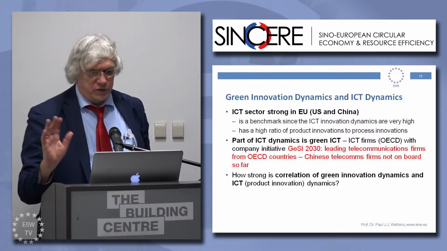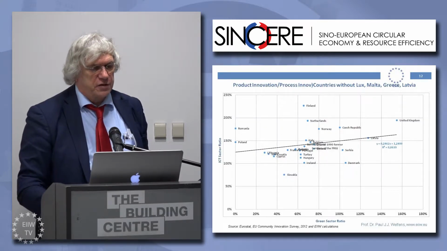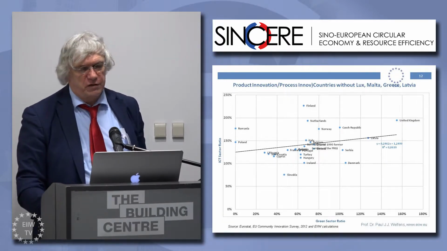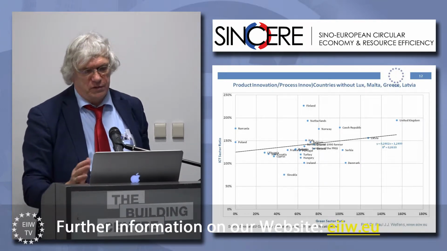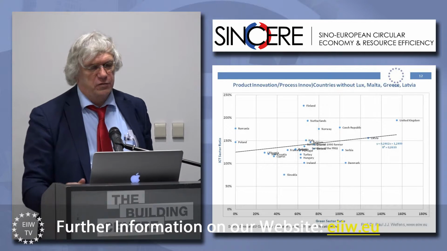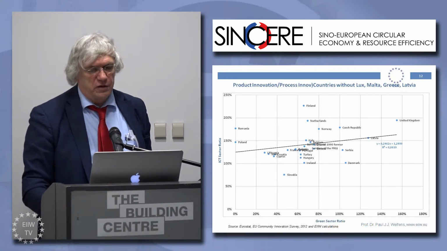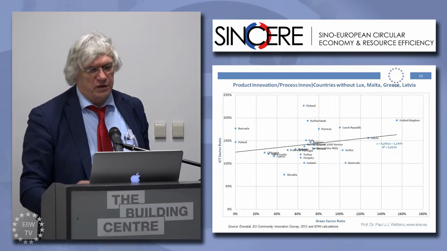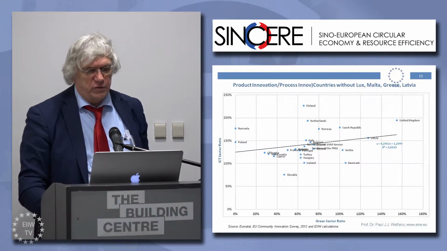There are some rebound problems I do not want to look into. And of course, it's interesting simply to take a look at what this link is. What is the correlation between product innovation and process innovation ratio? I did this here without the small countries, Luxembourg, Malta, Greece, and Latvia, because I think they would somehow bias the picture. Okay, that's slightly positive. One would have to look more deeply into this, also on the basis of econometric analysis.